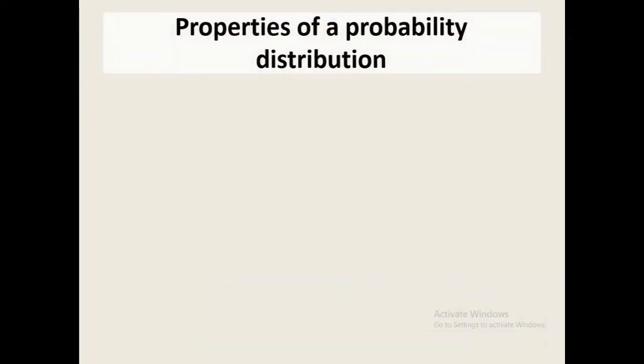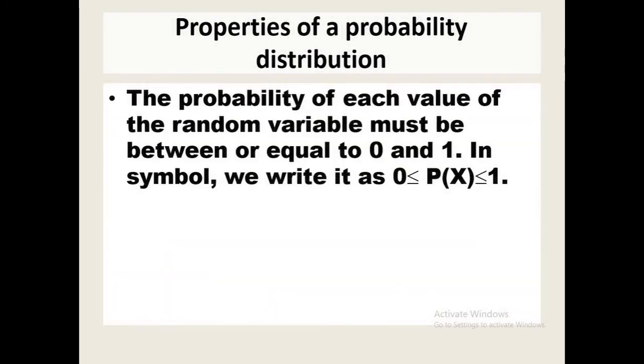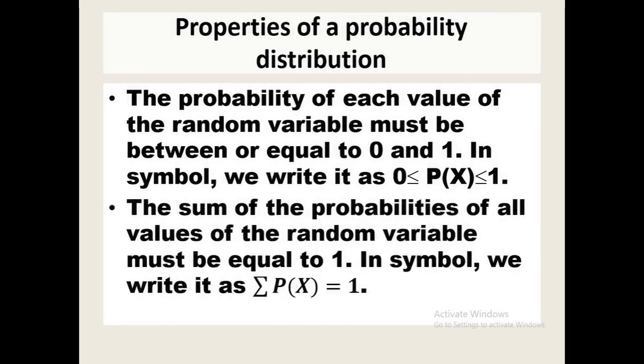The properties of a probability distribution. The probability of each value of the random variable must be between or equal to 0 and 1. In symbol, we write it as 0 is less than or equal to P(x), which is less than or equal to 1. The sum of the probabilities of all values of the random variable must be equal to 1. In symbol, we write it as the sum of the probabilities is equal to 1, or summation of P(x) is equal to 1.